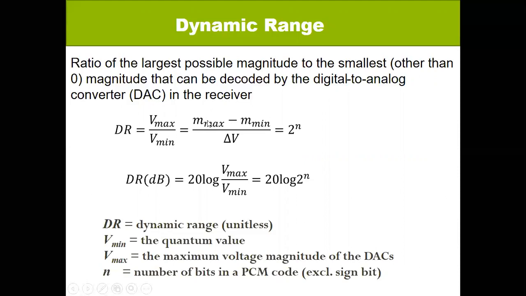Okay, this is our signal maximum value, or information signal minimum, divided by the interval, or 2 to the power n if n bits are used. So this one is usually unitless and expressed in terms of dB, decibel value. So DR in dB means 20 log Vmax by Vmin, or 20 log 2 to the power n. Okay, this one is the minimum, this one the maximum voltage magnitude of the digital to analog converter, and this one the number of bits used in PCM.